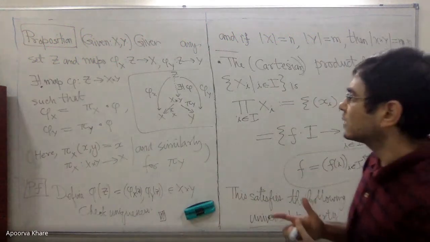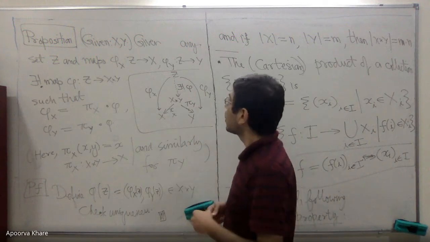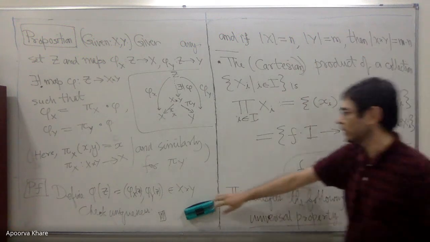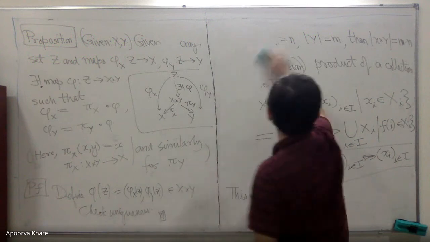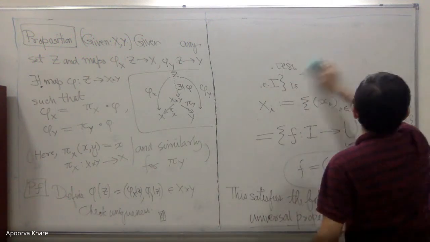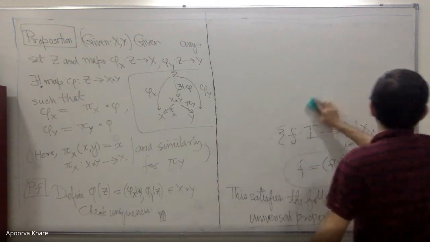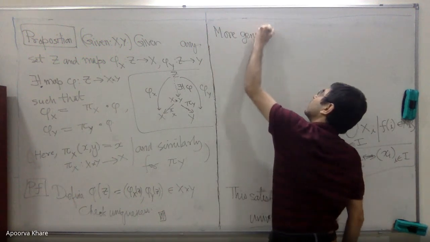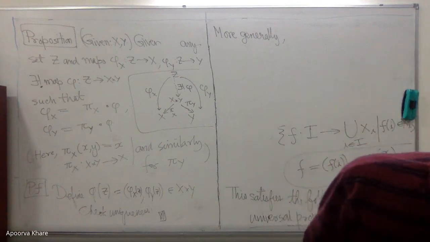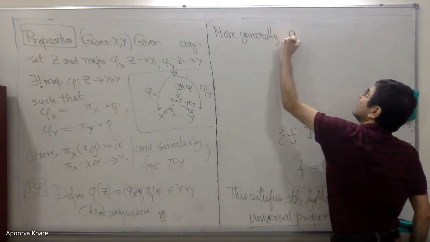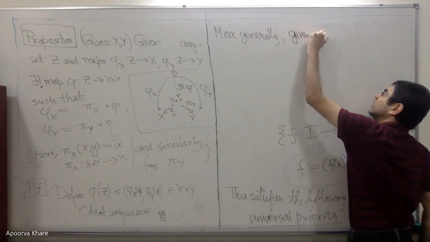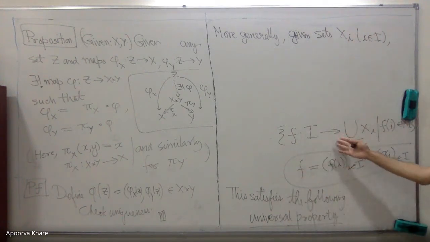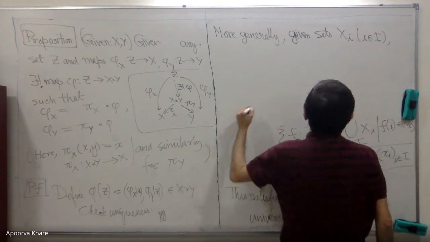Okay, so now the point is this is not just true. I wrote this down as an introduction for two sets X and Y, but I can do the same thing for an arbitrary collection of sets. So let me do that more generally. Given those sets X_i, first of all, you can form the Cartesian product, but also you can define the maps pi_{X_i}.